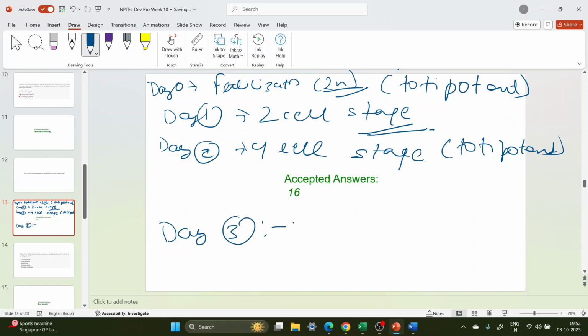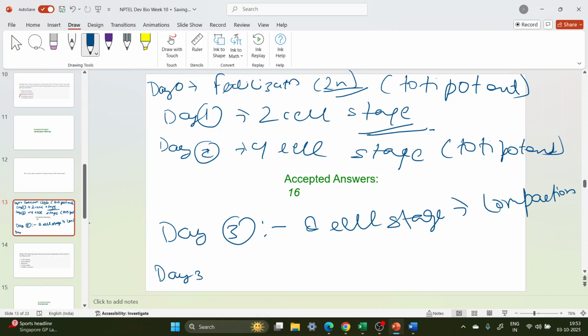Then we come to day 3. Day 3 is basically an 8 cell stage. What happens here is compaction. By this stage, blastomeres undergo compaction and cells adhere tightly, forming a more solid ball. It is the beginning of cell polarity and specialization. So from day 3, it's the beginning of cell polarity and specialization. Then your day approximately 3 to 4, we can say.